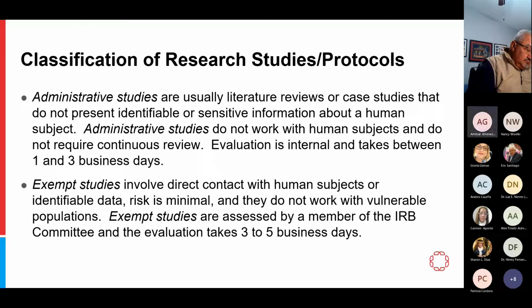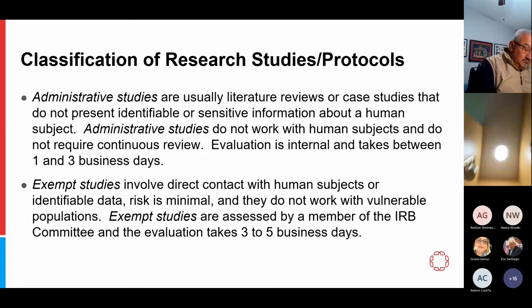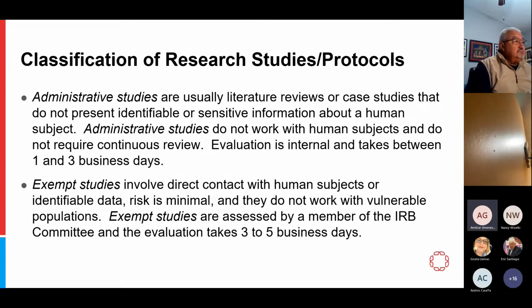Second category is exempt studies. Exempt studies involve direct contact with human subjects or identifiable data. Usually, they also have minimal risk, and they do not work with vulnerable populations. Exempt studies also are assessed by a member of the IRB committee, and the evaluation could take anything between 3 and 5 days.